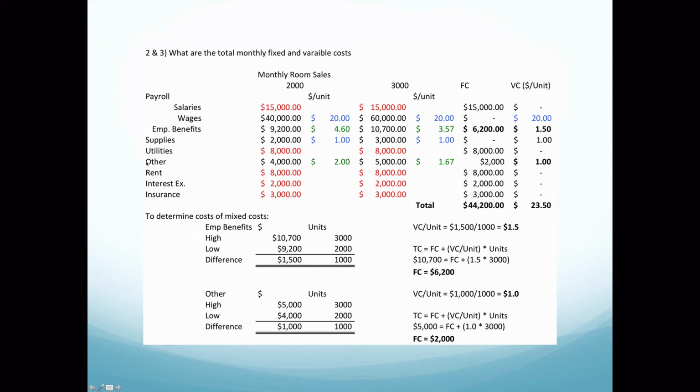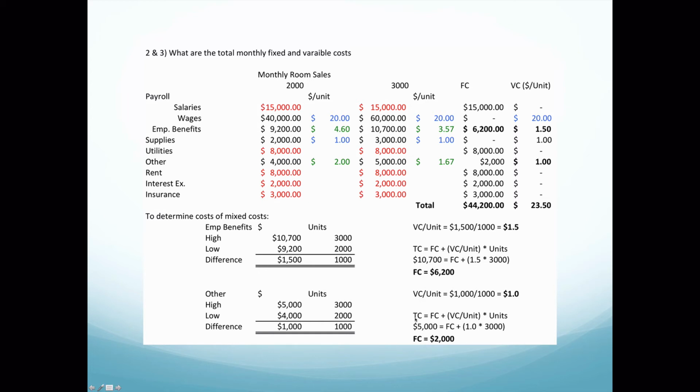Now we're going to go ahead and do the other costs. So we take our high month of dollars of 5,000 and our units of 3,000, our low month of dollars of 4,000 and our units of 2,000. We find the difference, and it's $1,000 and 1,000 units. So our variable cost per unit is $1. We plug that in over here on our variable cost column, and then we solve for fixed costs.